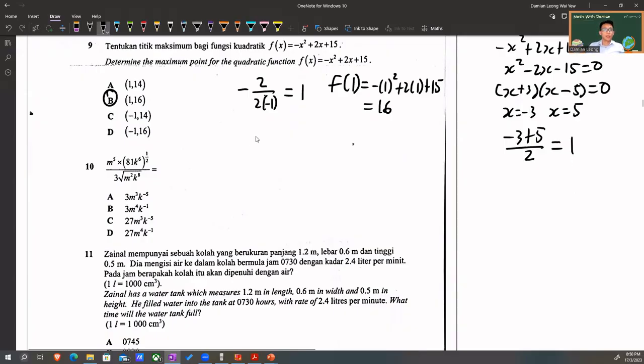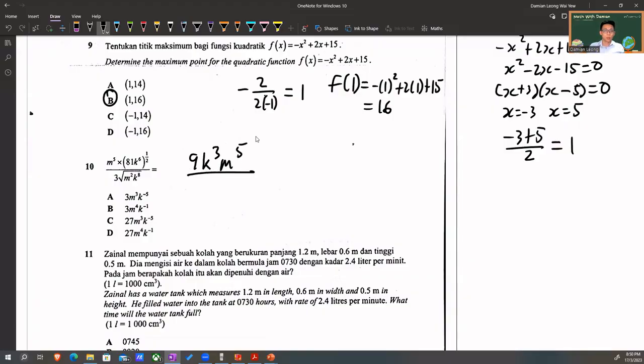Question 10. Simplify this. So expand first. I can actually times in also, times together also, because it's separate anyway. So 81 to the power half is 9. K to the power 6 power half, basically power on top power, then multiply. 6 times half is 3. Then m to the power 5, just keep it m to the power 5.